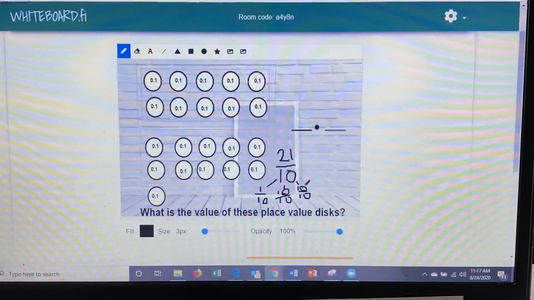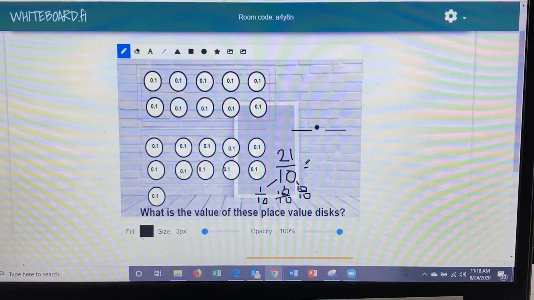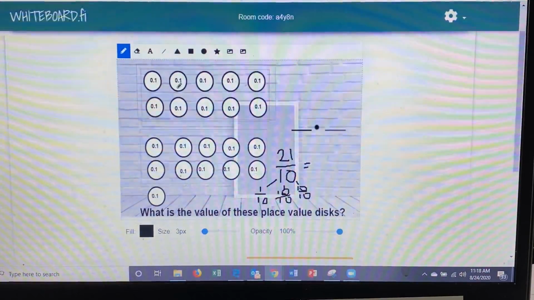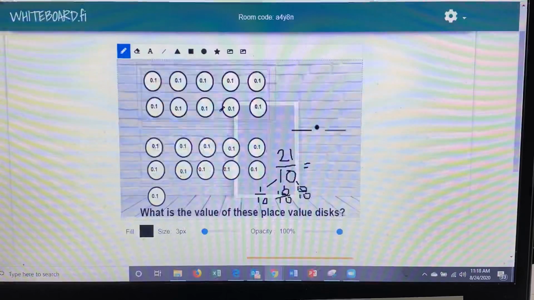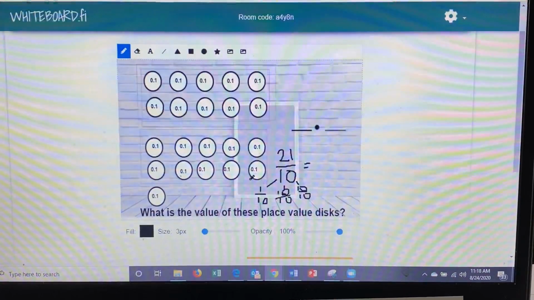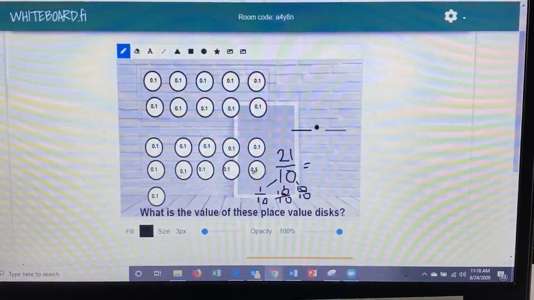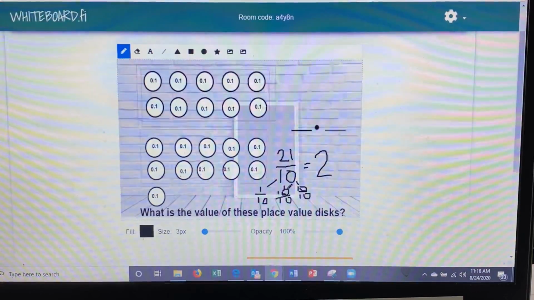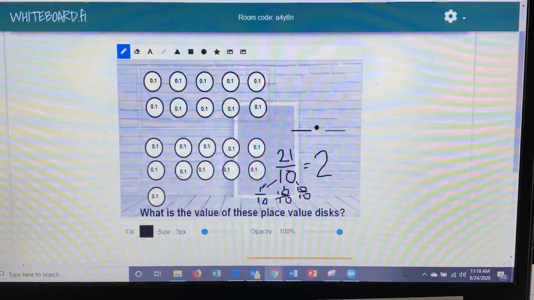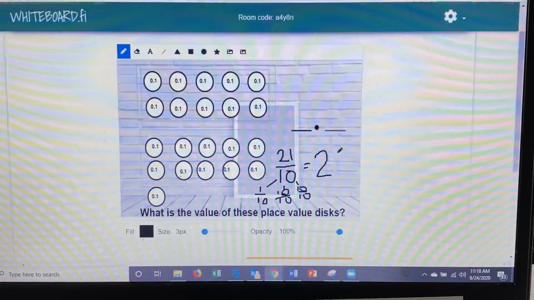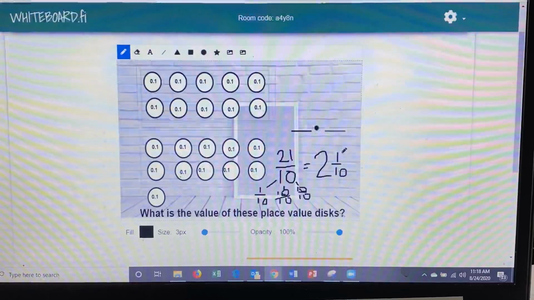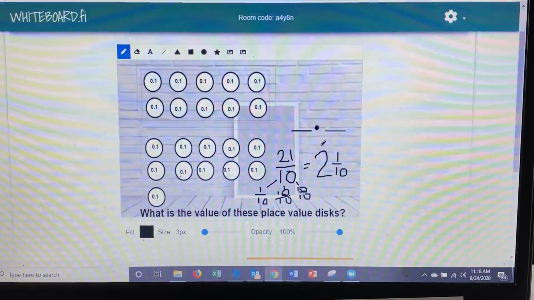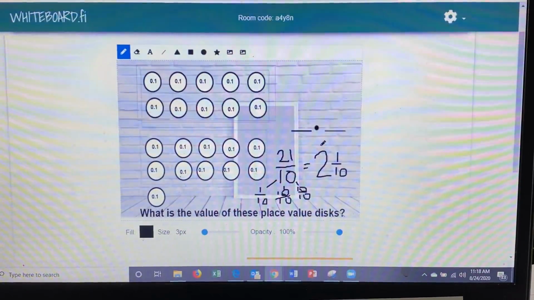I can represent that now as a mixed number. Remember, we said that these groups represented by the place value discs show that I have two groups of 10 tenths, which gives me a whole number of 2. The only thing that I have left is that 1/10. So I'm going to write it. 2 and 1/10. Now I remember what it looks like as a fraction.